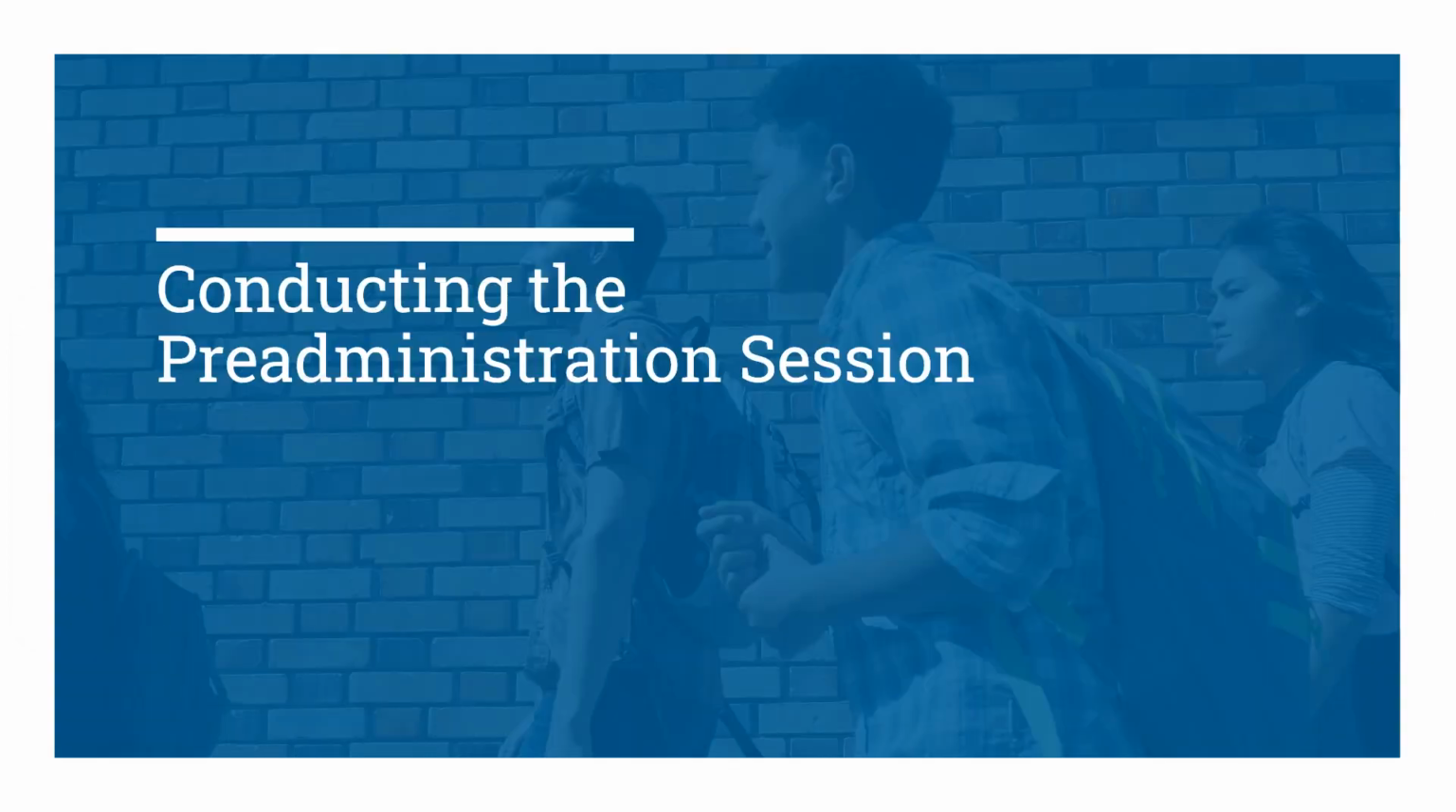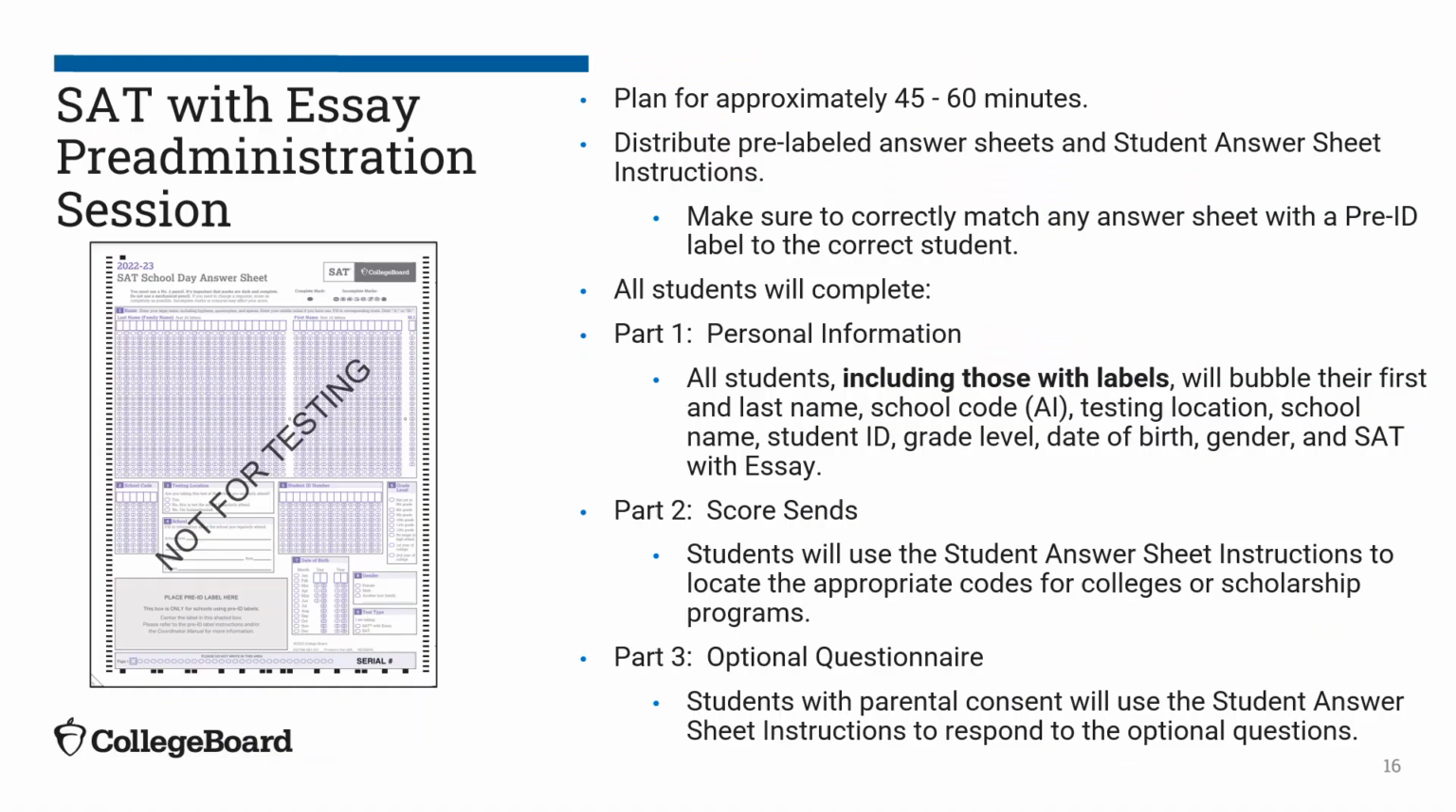Now let's discuss conducting the pre-administration session. When conducting the pre-administration session for SAT with Essay, plan for a duration of 45 to 60 minutes. Distribute the pre-labeled answer sheets to the students with the student answer sheet instructions. Make sure every student has the correctly labeled answer sheet. All students will complete Part 1, all personal information, including gridding in their first and last name, school code or AI code, testing location, school name, SAS ID, grade level, date of birth, gender, and the test name SAT with Essay. Part 2, Score Sends.